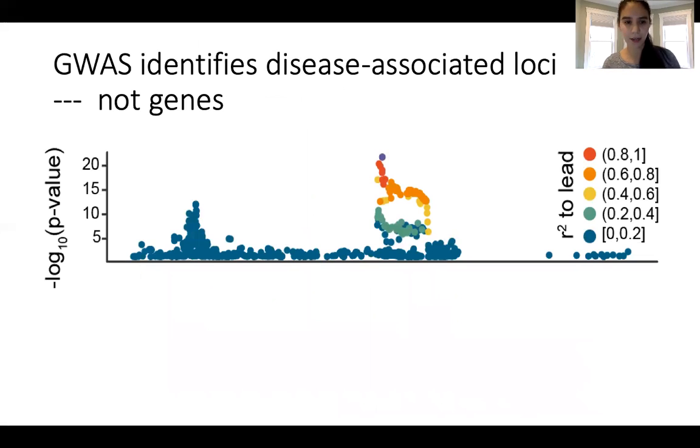This is actually a locus from a different phenotype, but for the example, each dot here again is one genetic variant. The Y value again tells you how significantly is this variant associated to the phenotype. And you can see this cluster of variants that are all correlated to the top purple variant, and all of which are associated to the phenotype.